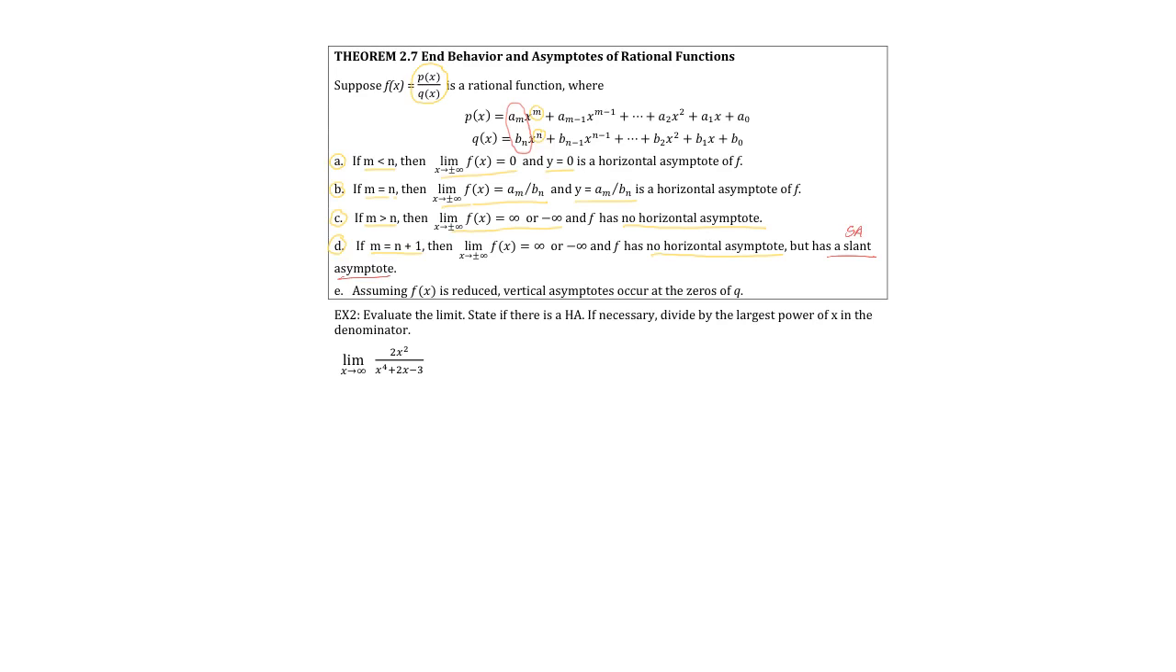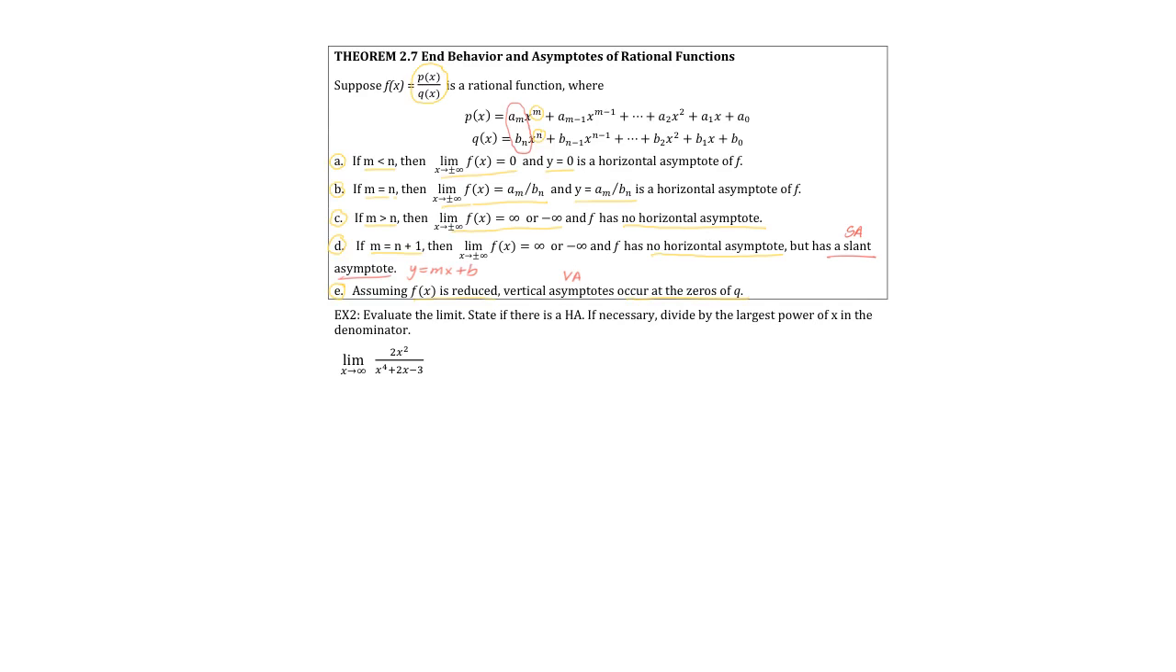A slant asymptote is just a line, and we usually write it in the form y is equal to mx plus b. It just happens to be slanted. So if the graph is going to follow the slanted lines, it's going to go off to negative or positive infinity. The last property is with vertical asymptotes, so I'm going to use VA for vertical asymptote. And it says that here you have to be careful that your function is reduced. So the vertical asymptotes are going to be at the zeros of the Q, the denominator.